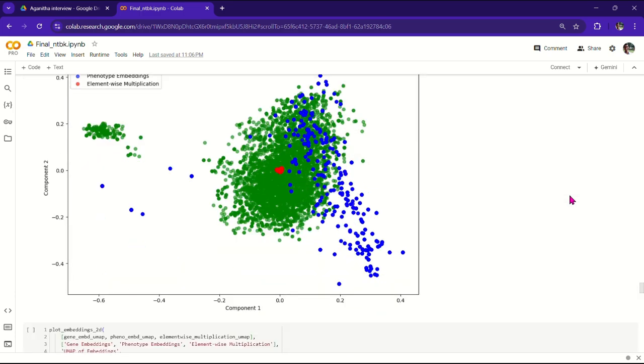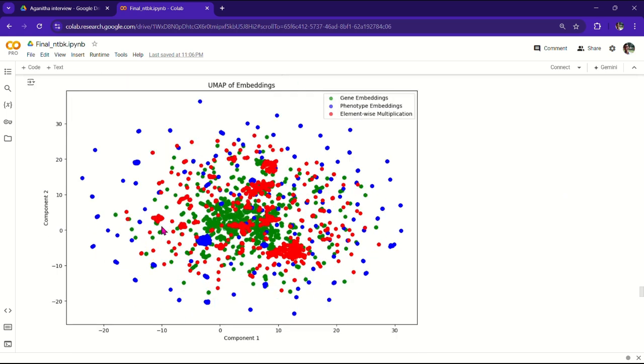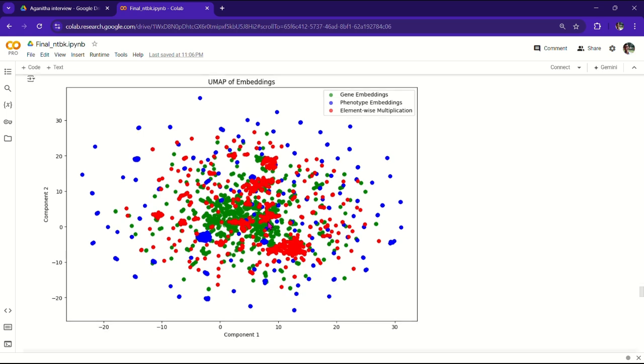Then we perform PCA of the embeddings, that is the element-wise multiplication embedding, gene embedding, and phenotype embedding. We wanted to see all three together, how the distribution of all three looks. We can see that most of the element-wise multiplication embeddings are overlapping with our gene embeddings. So if we only use gene embeddings and element-wise multiplication embeddings, then our model will be able to capture well how these two are related to each other.